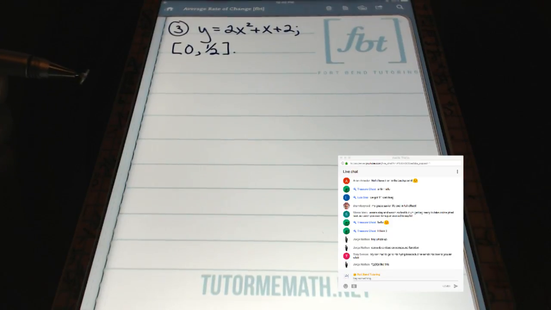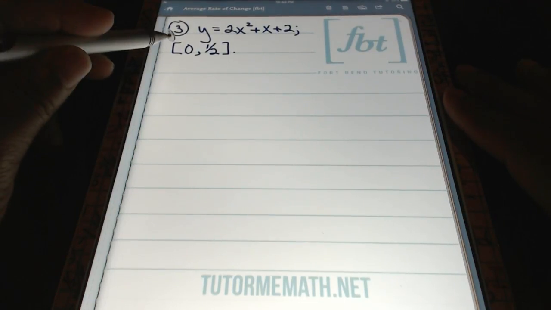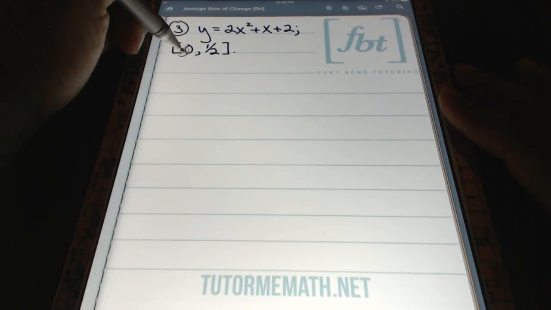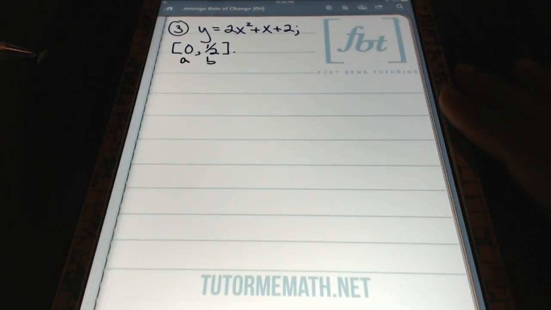Appreciate that. All right, guys, let's go ahead and take a look at problem number 3. Answering questions on the fly is Mr. Witt today. And so here, guys, we have y equals 2x squared plus x plus 2. We have another quadratic equation, another quadratic function. It's a vertical parabola. They want us to find the average rate of change from 0 to 1/2. Therefore, if you're labeling this, then you can say that your a value is 0, your b value is 1/2.